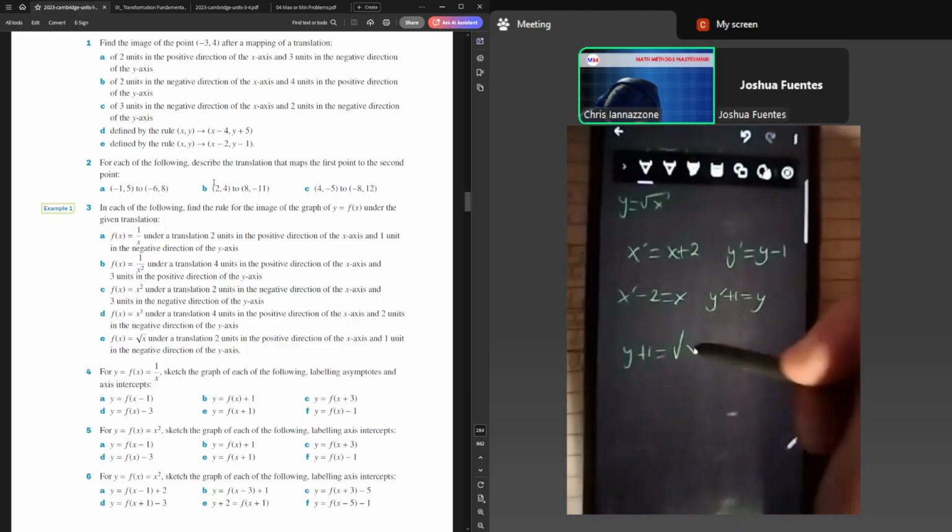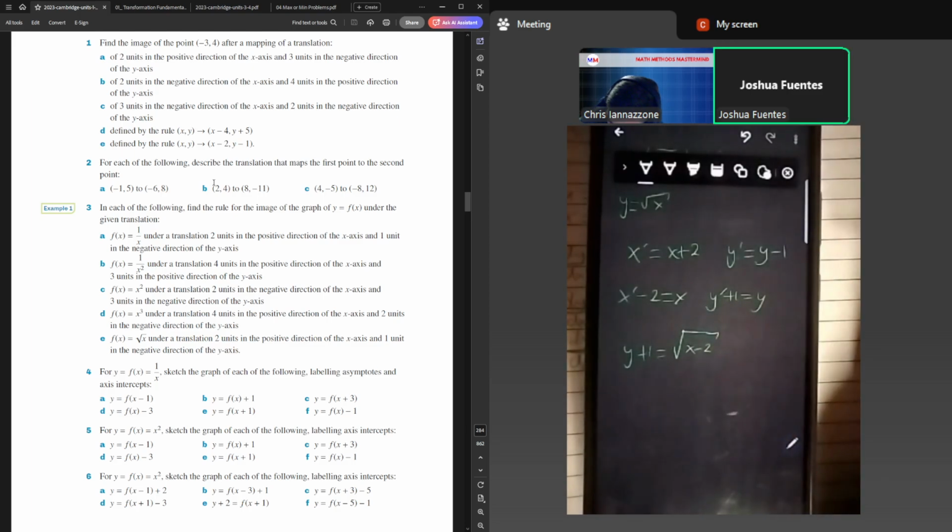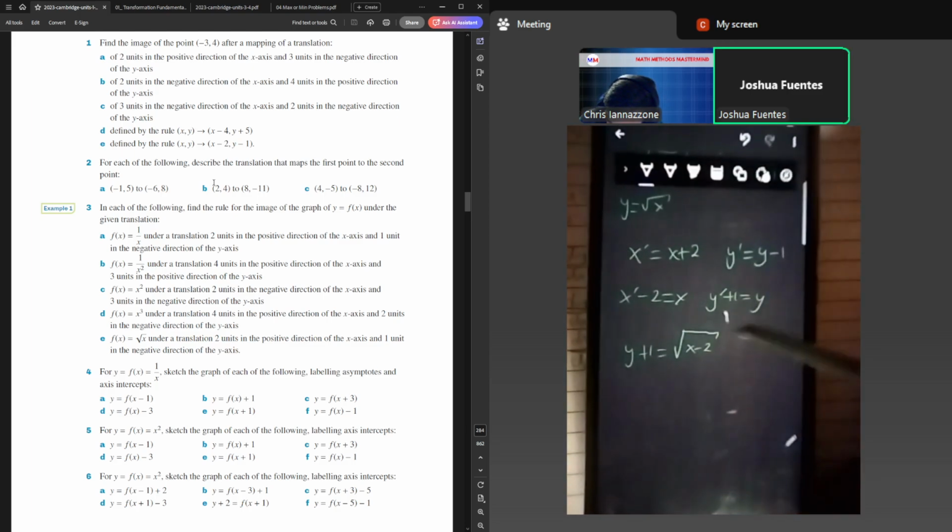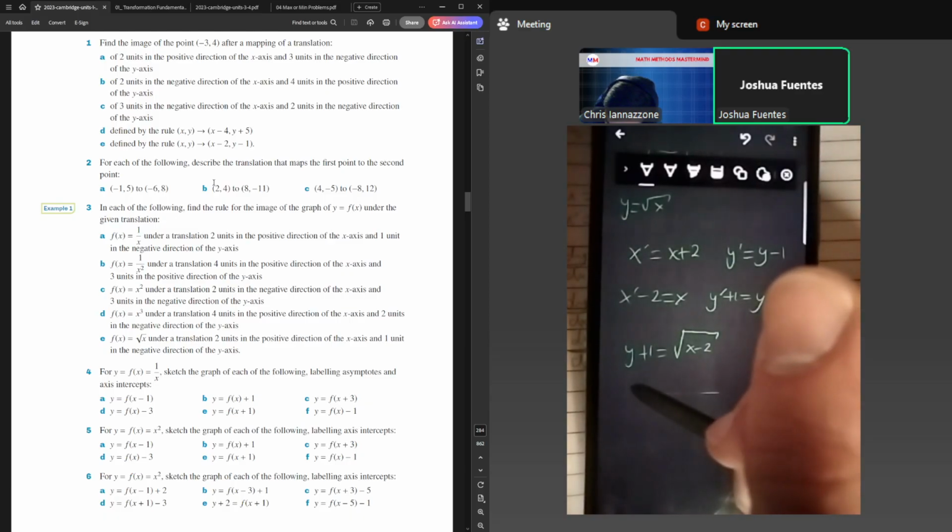Square root x minus 2. Square root, yeah. And then, all I'll say is that we drop the dashes when you put it into the function, but yeah, okay. I know what you meant by that. And then we solve for the y.